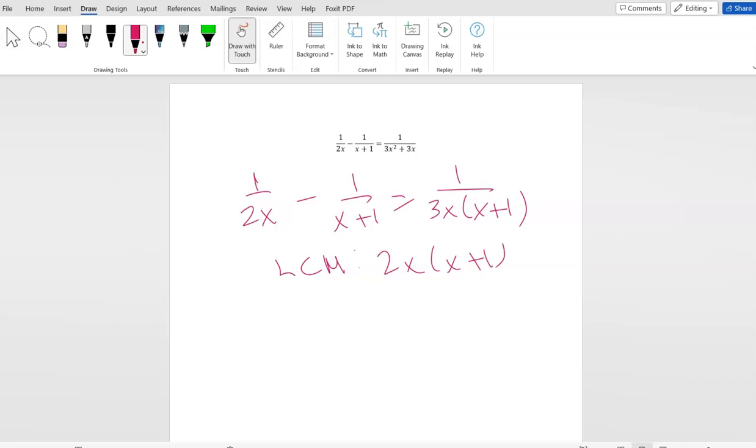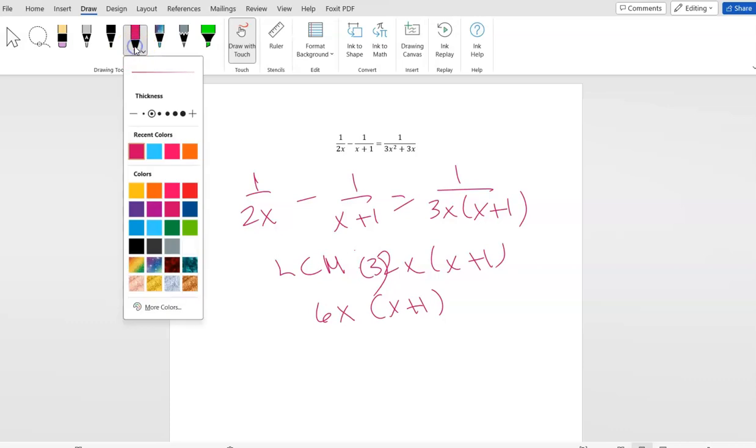Okay, here I already have an x. I already have x plus 1, but I need a 3, right? So I also need a 3. So I'm going to actually use 6x, x plus 1. This is going to be my LCD.